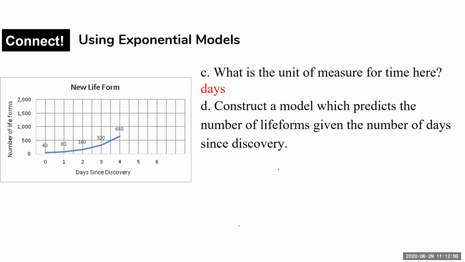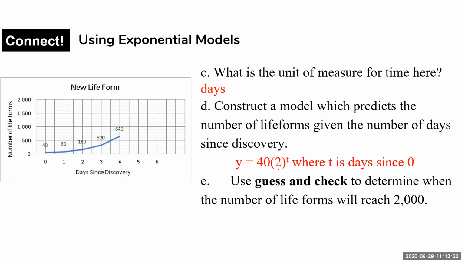Now, if you want to construct a model, we know the amount is equal to the initial times the growth factor to the T. And the growth factor, we had that to be 2, right? So that is the formula. And now, here, we want to use guess and check to determine when the number of life forms will reach 2,000. So what we're going to do right here is, we know the amount to be 2,000. Okay?